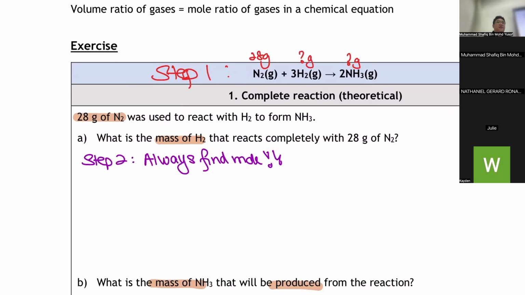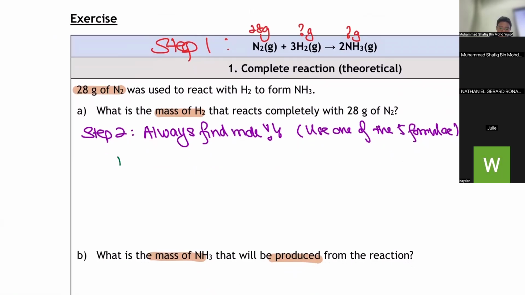Now, based on the information, let me ask Isaac, what information did we provide just now in the question? The mass of nitrogen, right? So with this mass, what can we find? How to find mole? Correct. Divide by the MR, right? That is the formula you need to apply. So please use one of the 5 formulas to calculate mole. And as Isaac told me, the formula you need to use here is number of moles of nitrogen is equal to mass over MR.